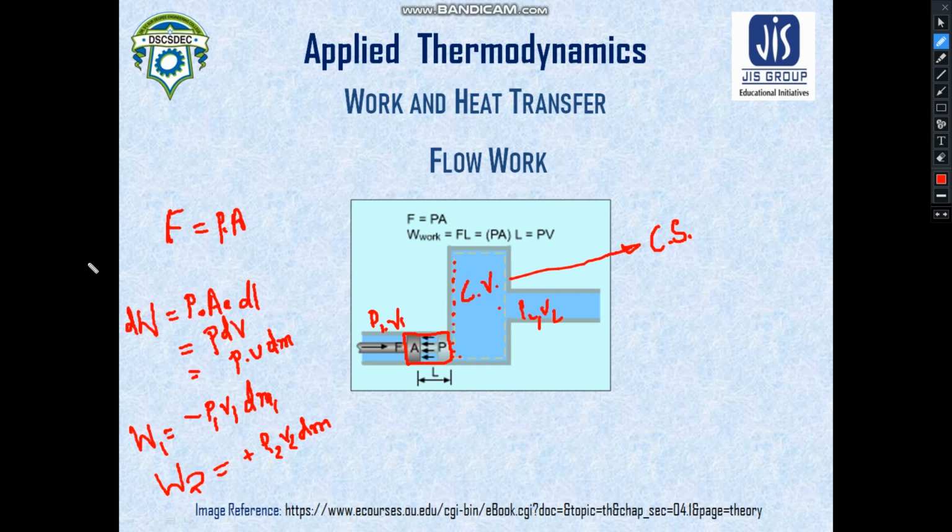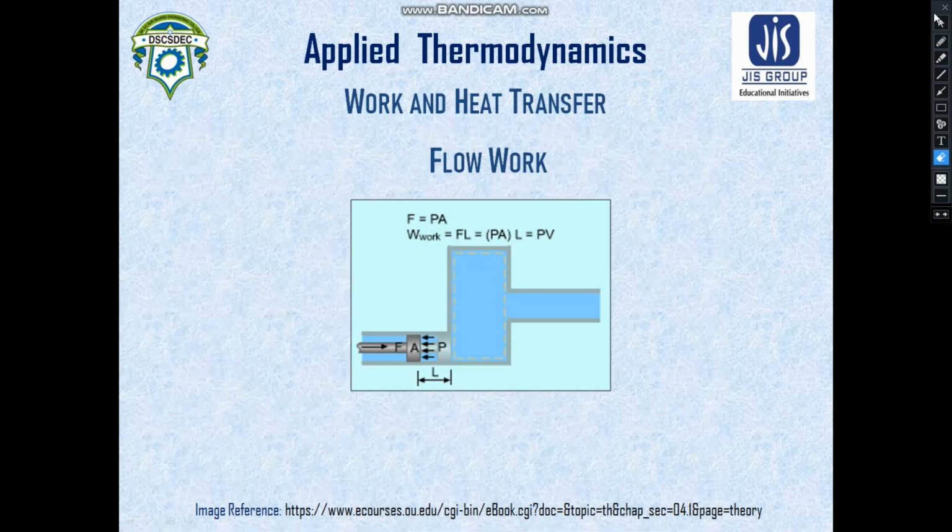In the next class, we shall take problems on different kinds of work transfer. They will be conjugated problems, that means we'll be discussing problems based on work and heat transfer together. To solve that kind of problem, we need to understand what heat transfer is. So let us stop the discussion on flow work here and move to the discussion on heat transfer.